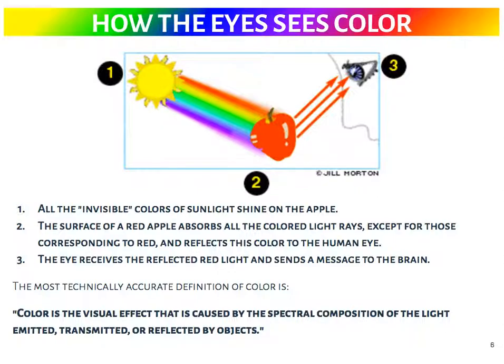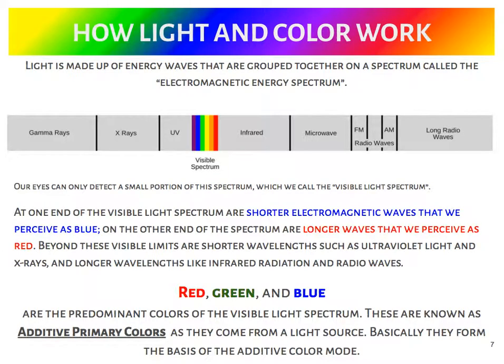So basically, the most technically accurate definition of color is that color is the visual effect that is caused by the spectral composition of the light emitted, transmitted, or reflected by objects. And you want to write that down. Now, what does that mean really?